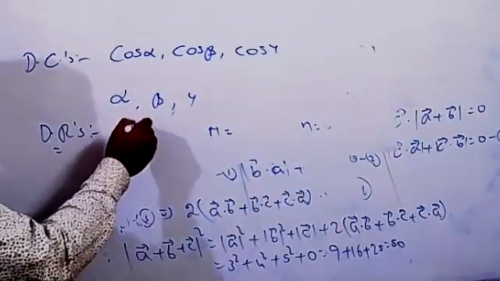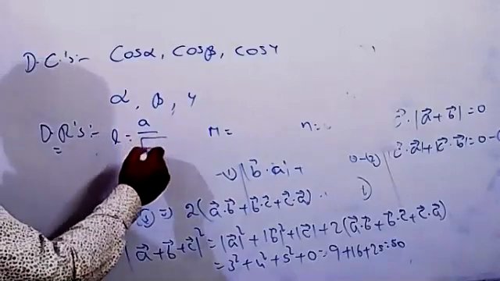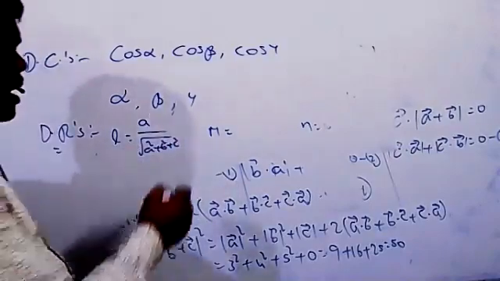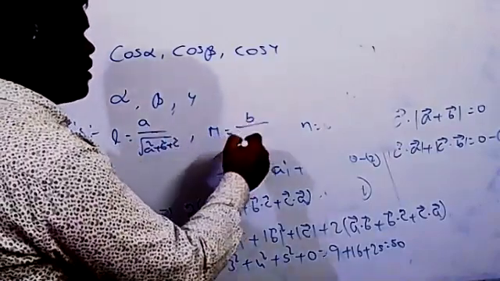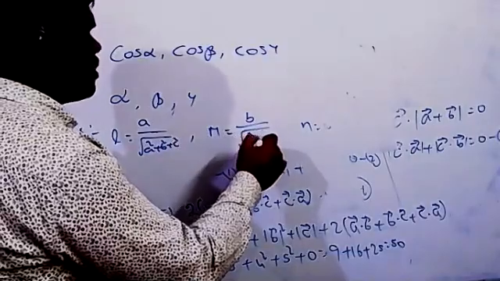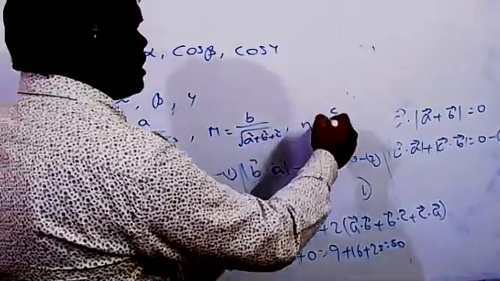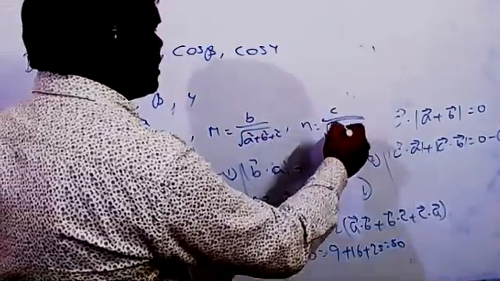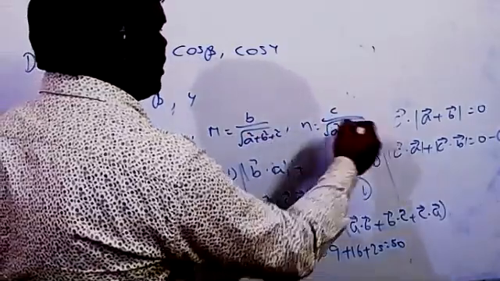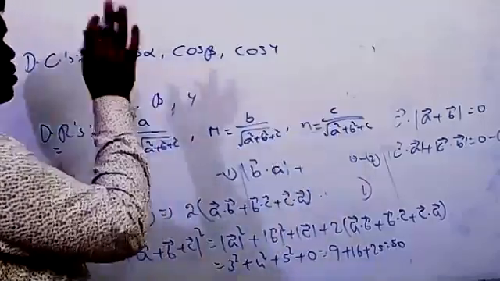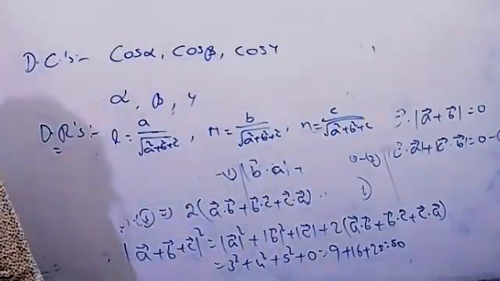Here, what is the formula we have? l is equal to a by root of a square plus b square plus c square. And m is equal to b by root of a square plus b square plus c square. And n is equal to c by root of a square plus b square plus c square. So these are the formulas for direction ratios and direction cosines; you can remember them.